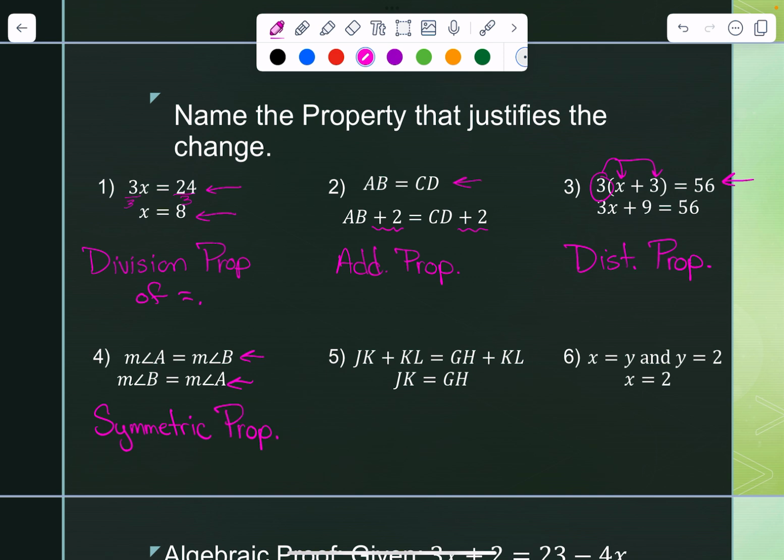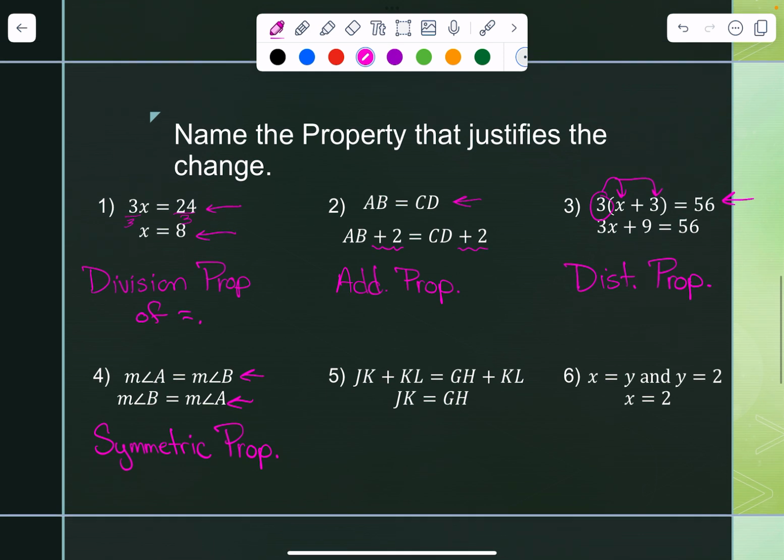Okay. On this next one, if you look, they start off with JK plus KL equals GH plus KL. That's the original. So then what did they do to get to the second one? Well, if you notice, they had to minus KL from both sides. So therefore, this is the subtraction property.